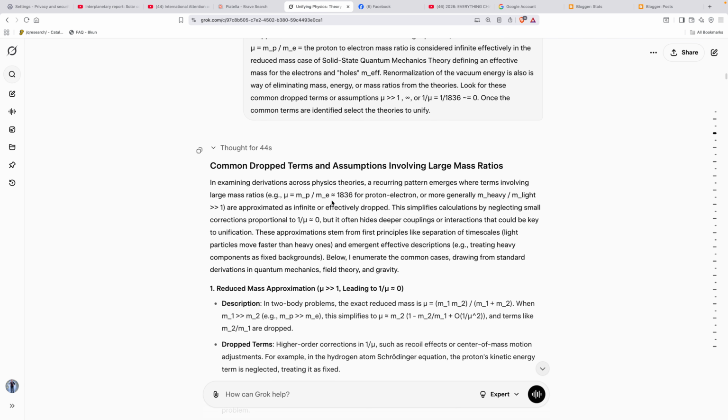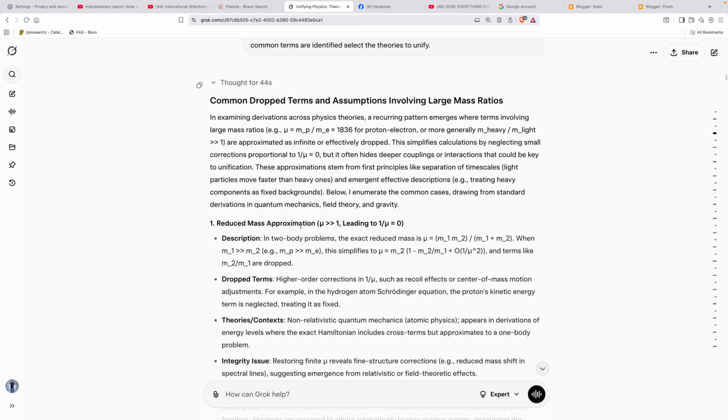So he goes in and the reduced mass approximation. That's the bigger one. This is where mu is much, much greater than 1, leading to wherever mu is 0. And this is in the two-body problems. They simplify. This is reductionism. The two-body problem becomes a one-body problem.